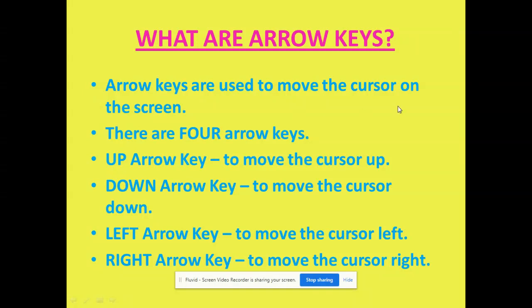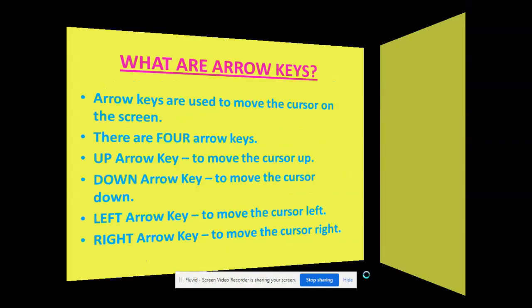Okay, there are 4 arrow keys. The up arrow key moves the cursor up, the down arrow key moves the cursor down, the left arrow key moves the cursor left, and the right arrow key moves the cursor right.